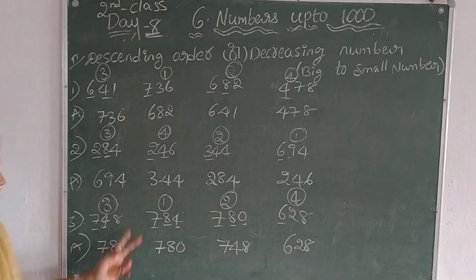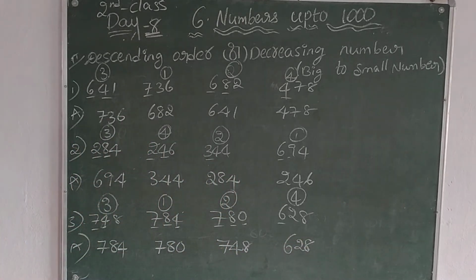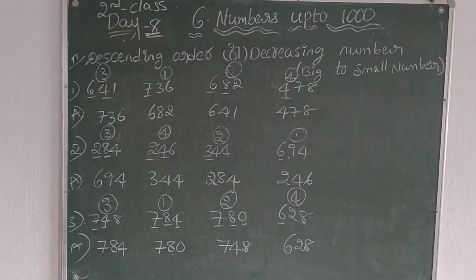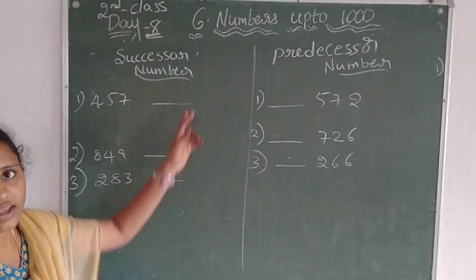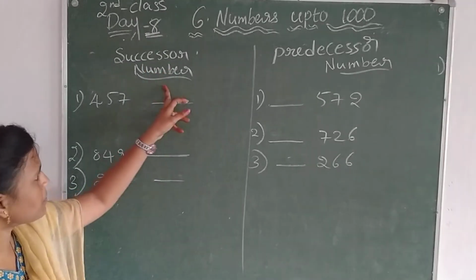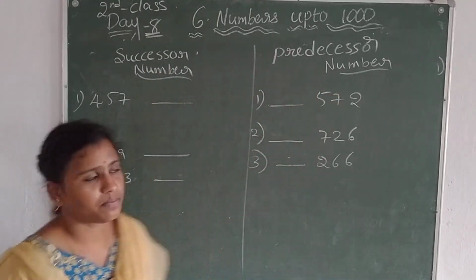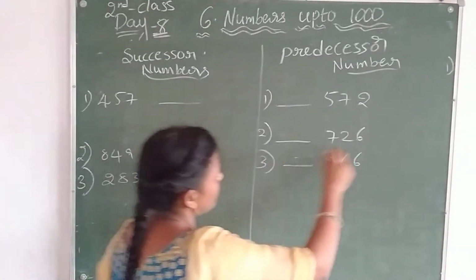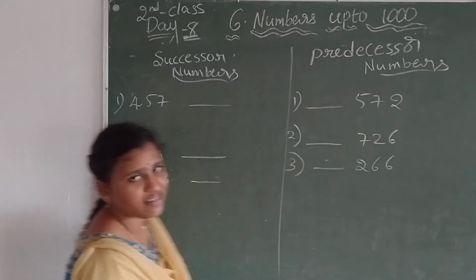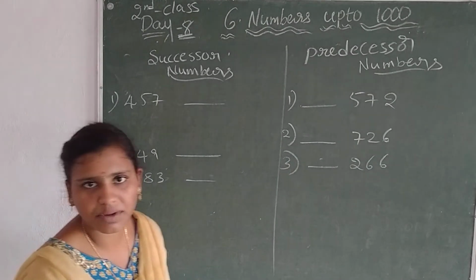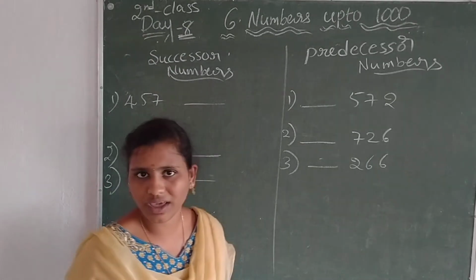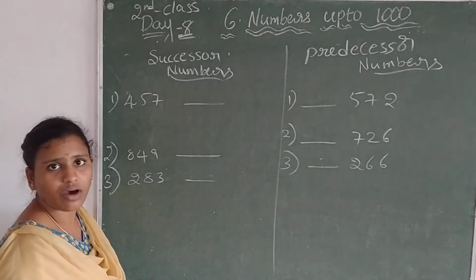I hope you understand, children. All of you note down once. The next topic is successor number, predecessor number. Successor numbers and predecessor numbers. Successor number is nothing but an after number. Okay, it is the after number.